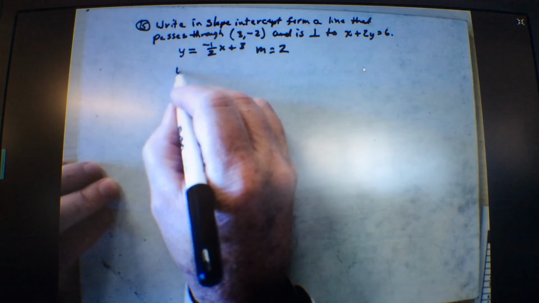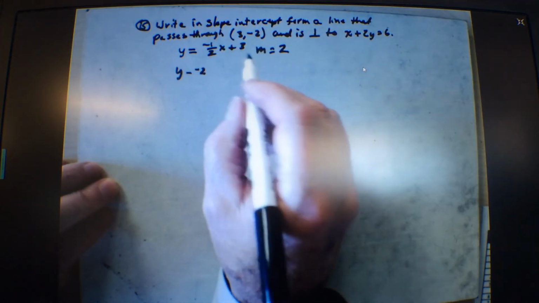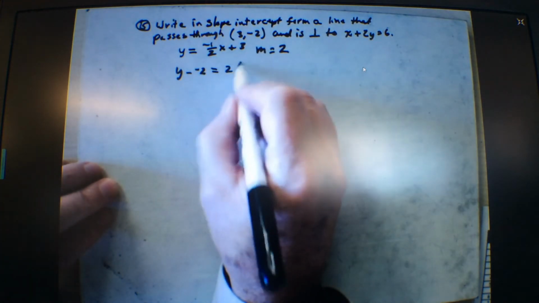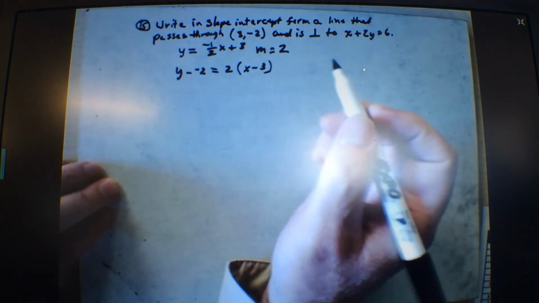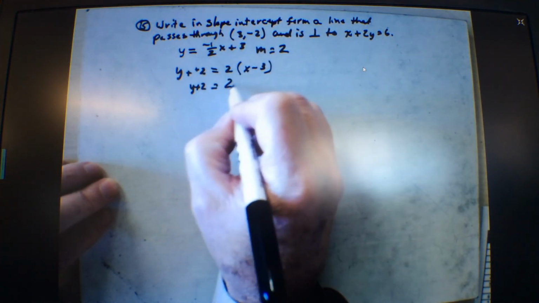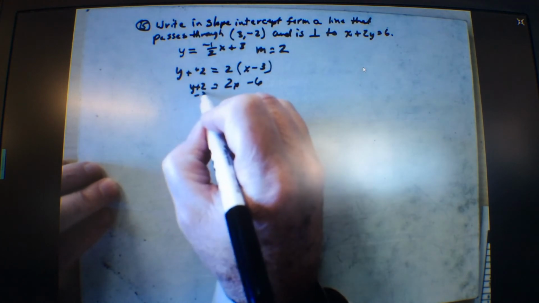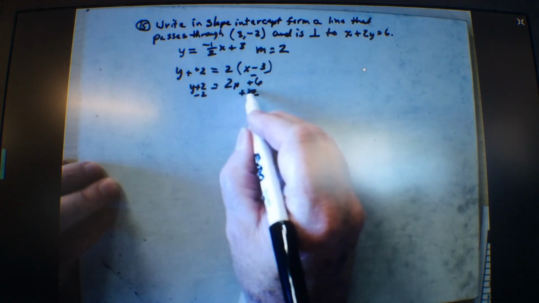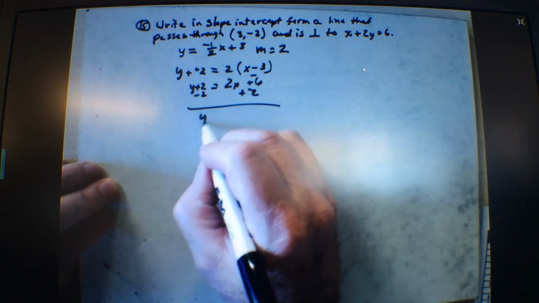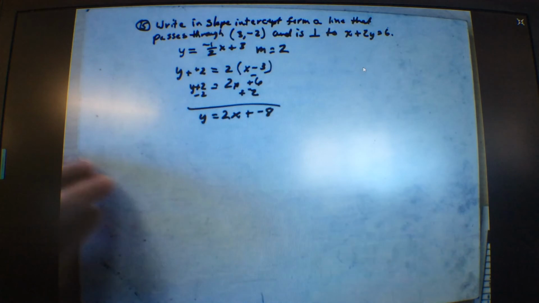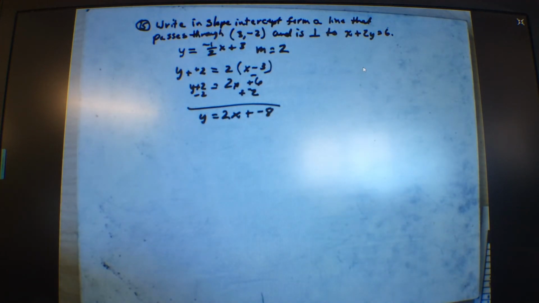What if it's parallel? It'd be the same, negative 1/2. So we go y minus negative 2 equals 2 times x minus 3, correct? And so we get y plus 2 equals 2x minus 6. Then we subtract 2, which is plus a negative, right? So I'm getting y equals 2x plus a negative 8. Is that right? Yes. Okay.